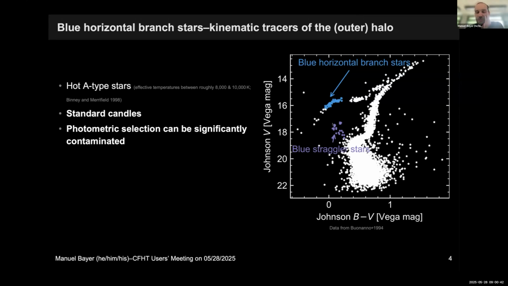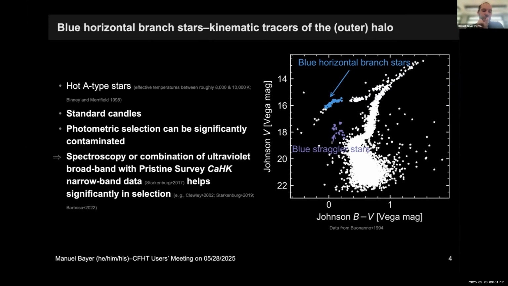As you can see in this color magnitude diagram, we have at similar colors, for instance, blue straggler stars, which are main sequence-like stars, but they are actually more compact than blue horizontal branch stars. So if we got spectroscopy, we could look into the surface gravity, and then be able to separate blue horizontal branch stars from blue straggler stars, because blue horizontal branch stars typically have lower surface gravities than blue straggler stars.